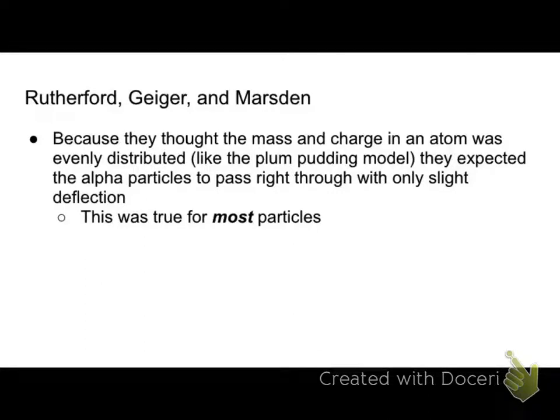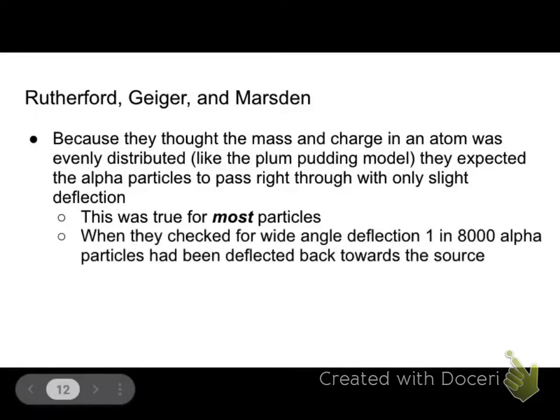However, then they decided to do something that really threw a wrench in their experiment. They decided to check for the possibility that some particles might have had a wide angle deflection. Wide angle would mean that they had returned further back instead of going straight through. And they found that 1 in every 8,000 alpha particles had actually been deflected back towards the source of the alpha particles, which would be a huge deflection. So instead of hitting the foil and going off at like a 10-degree angle, it had been bounced back towards the source of these particles.